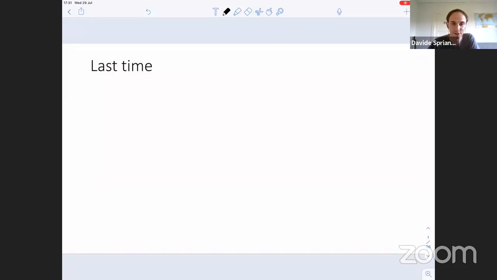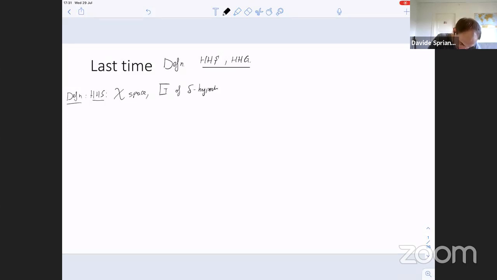So the goal and the central point of last lecture was to introduce the definition of hierarchically hyperbolic space and hierarchically hyperbolic groups, which now I will recall very, very briefly. So a hierarchically hyperbolic space consists of the following. First of all, we need to have a space, this is a quasi-geodesic metric space. And then we have a set S of delta hyperbolic spaces that we can think of as coordinates, and those are called domains.